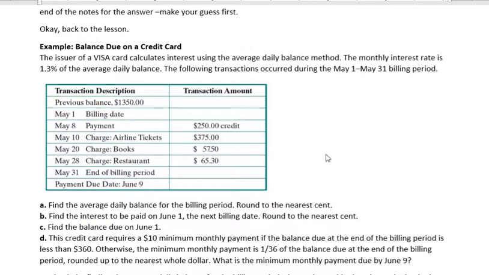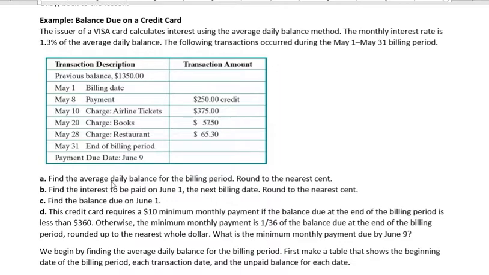And so in the next video, we're going to answer these questions. Find the average daily balance, rounding to the nearest cent. Find the interest to be paid, and then find the balance due, and then decide what the minimum payment is going to be. So you're always going to start by finding the average daily balance, and we're going to do that in the next video.